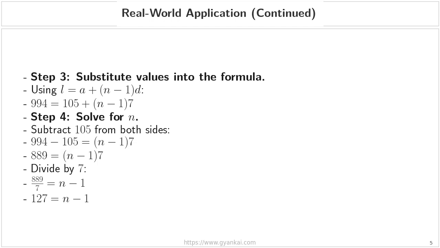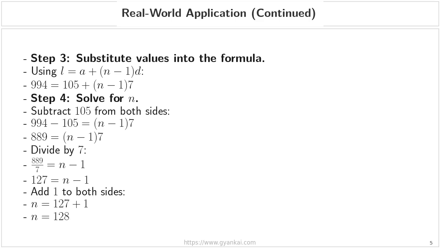To further isolate the term containing n, we now divide both sides of the equation by our common difference, which is 7. This gives us 889 divided by 7 equals n minus 1. Performing that division, we find that 127 equals n minus 1. Finally, to get n all by itself, we simply add 1 to both sides of the equation. So, n equals 127 plus 1, which brings us to our final result, n equals 128. This leads us directly to our conclusion in the next slide, where we can state exactly how many numbers we were looking for.